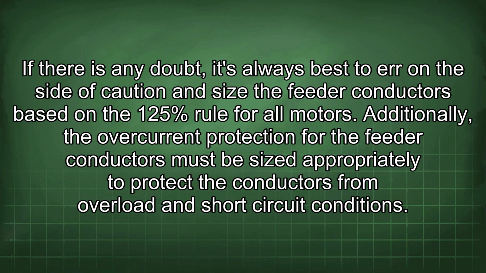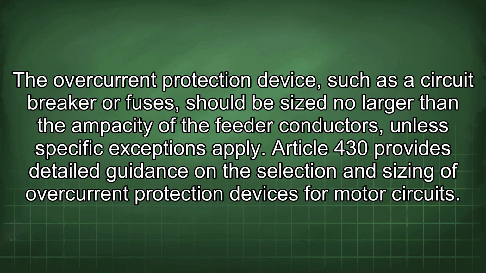Additionally, the overcurrent protection for the feeder conductors must be sized appropriately to protect the conductors from overload and short-circuit conditions. The overcurrent protection device, such as a circuit breaker or fuses, should be sized no larger than the ampacity of the feeder conductors, unless specific exceptions apply. Article 430 provides detailed guidance on the selection and sizing of overcurrent protection devices for motor circuits.